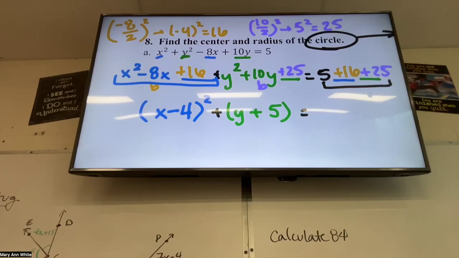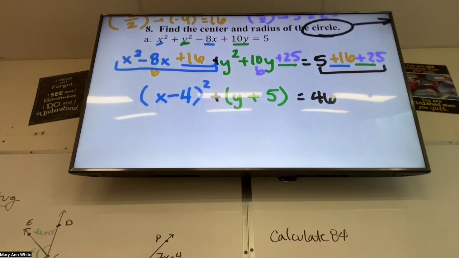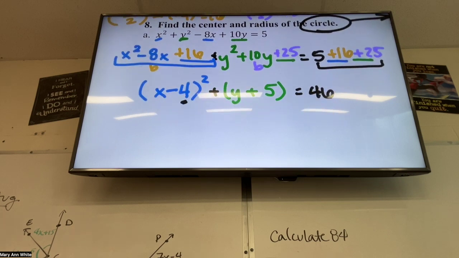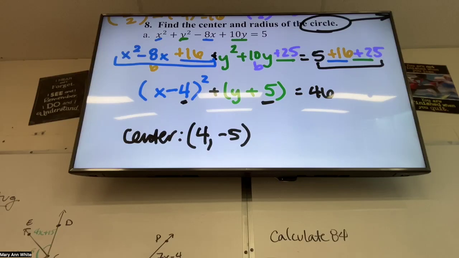And then I'm going to clean up that right-hand side. 5 plus 16 plus 25 is 46. I feel good about that. We are going to square root it, but let's do the center first because that's going to be really easy to identify. The center just comes from my equation. Remember that we have to switch the sign when we take something out of the parentheses. So if it's -4, it's going to become a +4. And if it's plus a 5, it's going to become a -5. That's going to be my center. I have to switch my signs when I take it outside the parentheses.